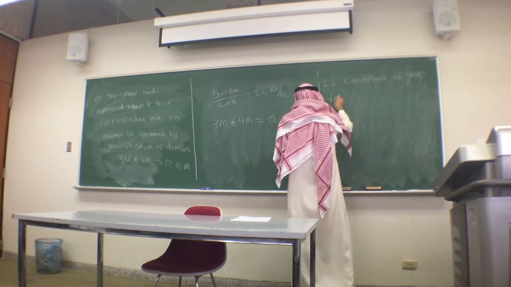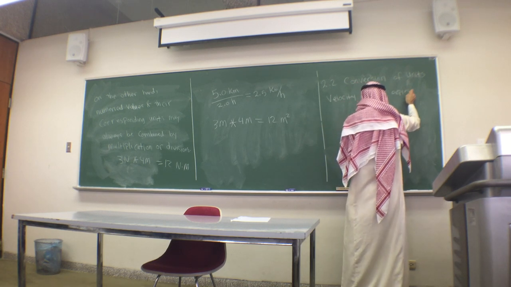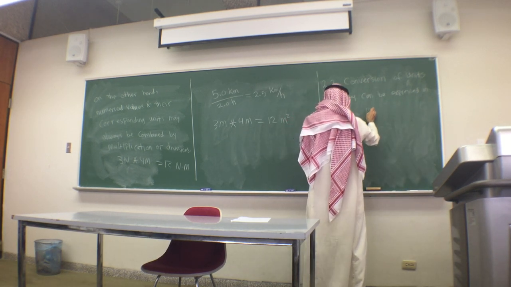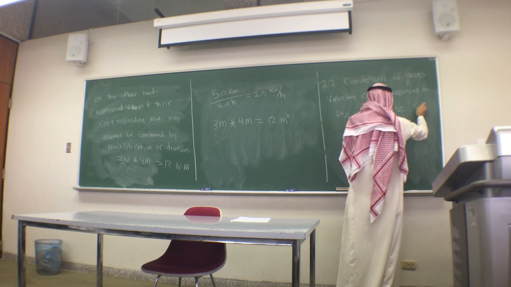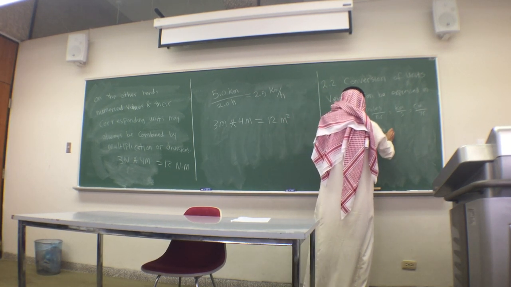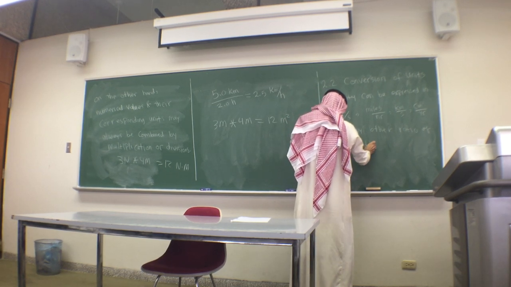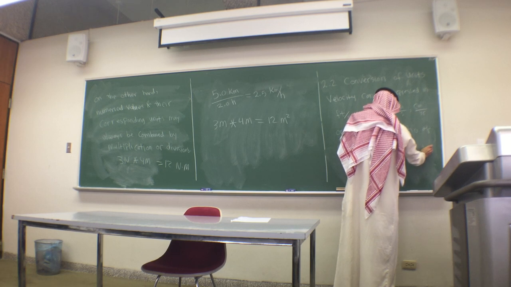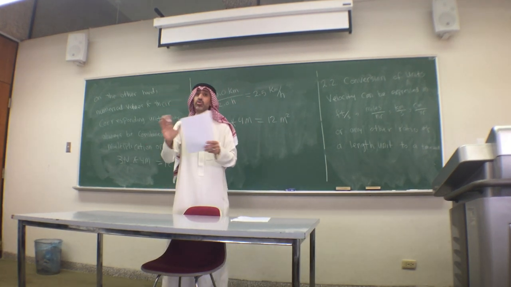Okay? Velocity can be expressed in feet per second, miles per hour, kilometers per second, centimeters per year, or any other ratio of what? Length over time. Any length unit you divide by a time unit will be velocity.